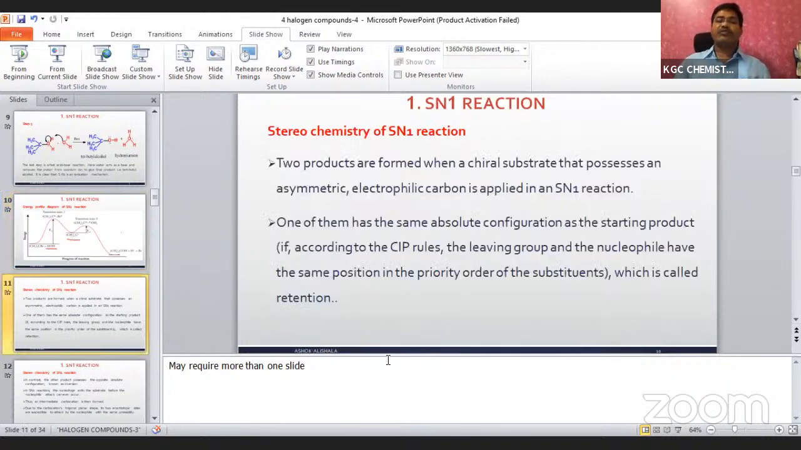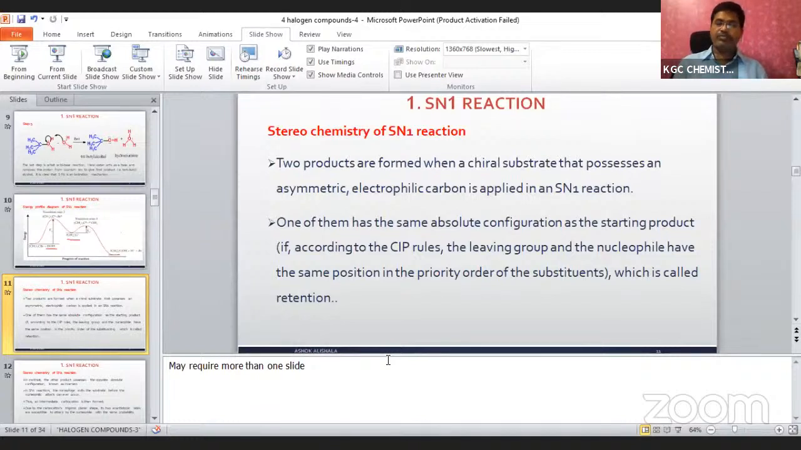Two products are formed when a chiral substrate that possesses an asymmetric electrophilic carbon is applied in an SN1 reaction. One of them has the same absolute configuration as the starting product, according to the CIP rules. The leaving group and the nucleophile leave the same position in the priority order of the substrates, which is called retention.